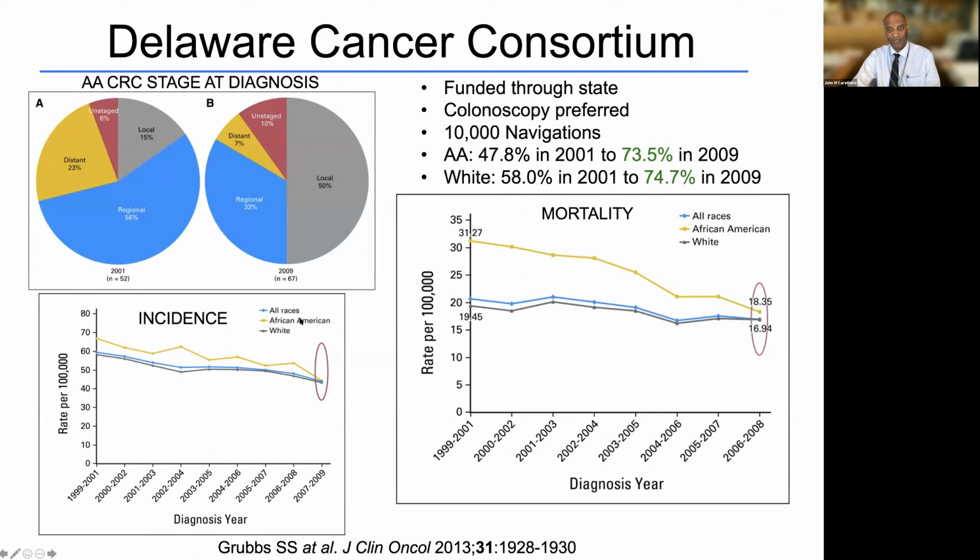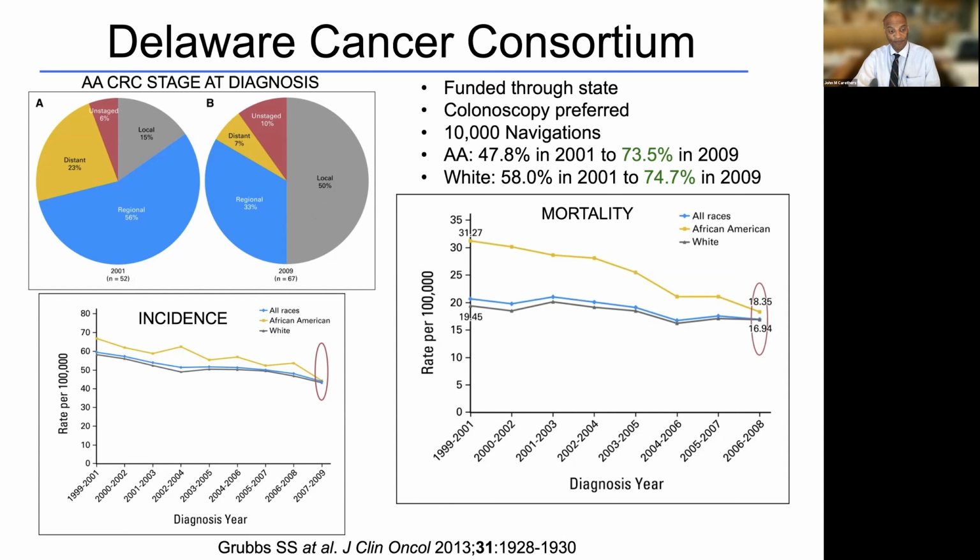This is the Delaware Cancer Consortium, which was funded through the state of Delaware. Colonoscopy was preferred. They did 10,000 navigations over essentially a 9-year period from 2001 to 2009. And looking at this left graph here, in 2001 when they started, you can see the breakdown: local was 15% of cancers found, regional was 56%, distal was 23%. With the patient navigation and using colonoscopy, 9 years later, the amount of local cancer jumped from 15 to 50%, regional dropped from 56 to 33%, meaning that screening was finding things at an earlier stage where it's curable.